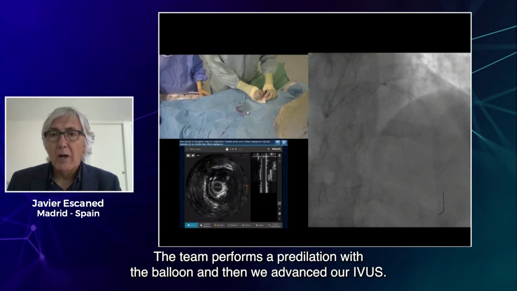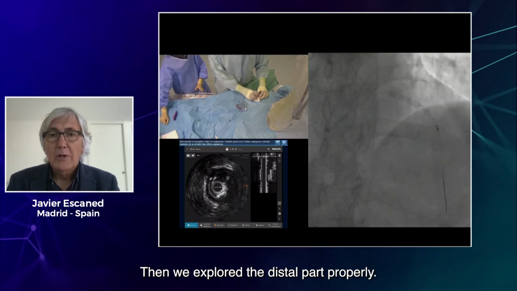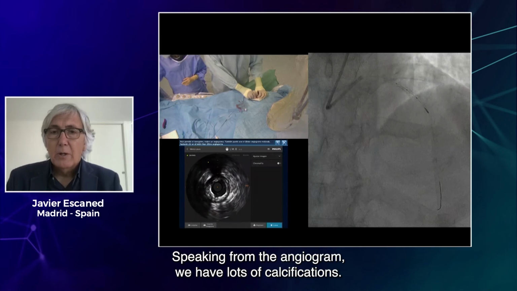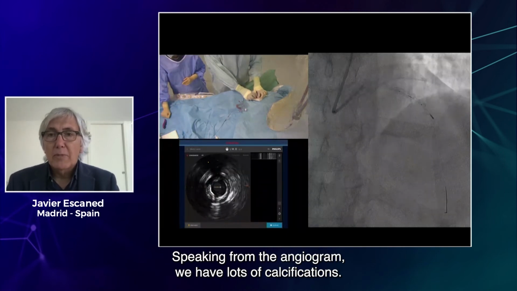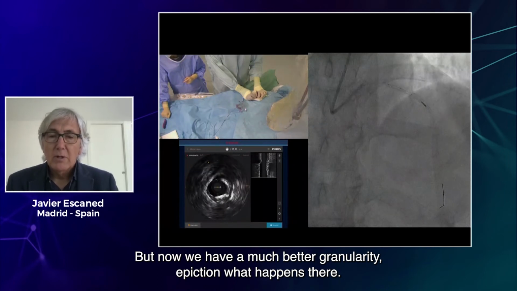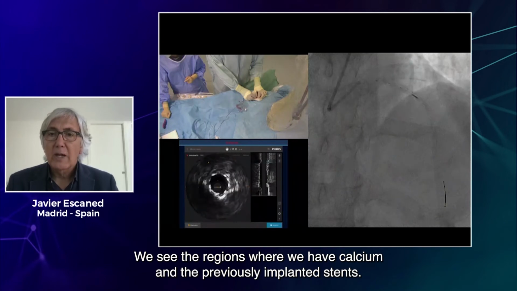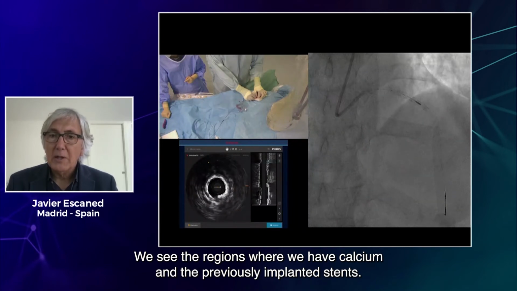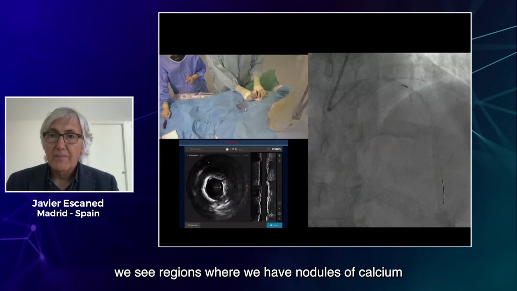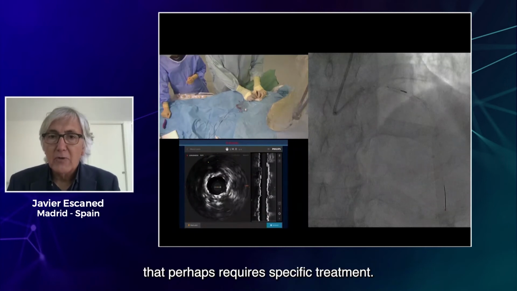So we perform a predilation with a balloon, and then we advance our IVUS, and then we explore the vessel properly. So already from the angiogram, we have lots of calcification, but now we have a much better granular depiction of what happens there. We see the regions where we have the calcium, the previously implanted stents. We see regions where we have nodules of calcium that perhaps require specific treatment.